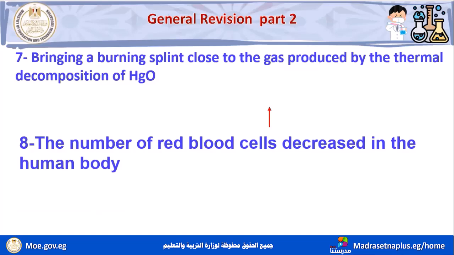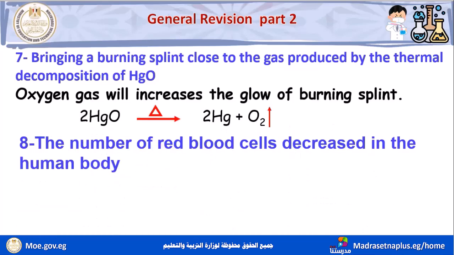Question number 7: bringing a burning splint close to the gas produced by the thermal decomposition of HgO. Oxygen gas will increase the glow of the burning splint. 2HgO, heat, produces 2Hg, mercury, plus oxygen gas O2.